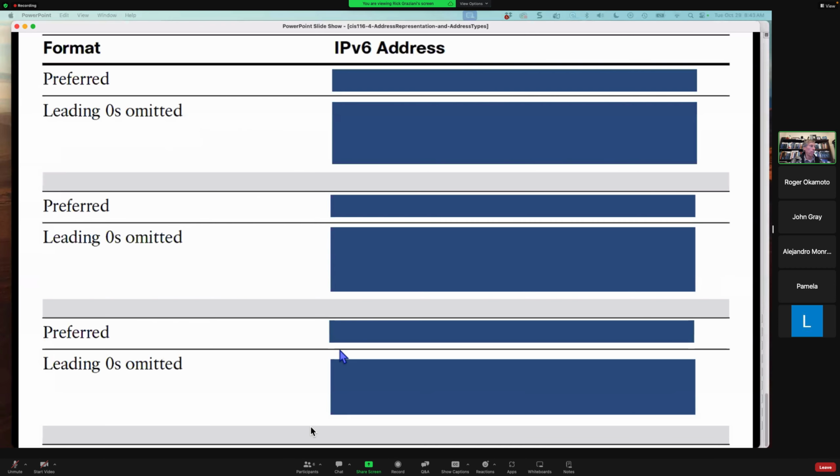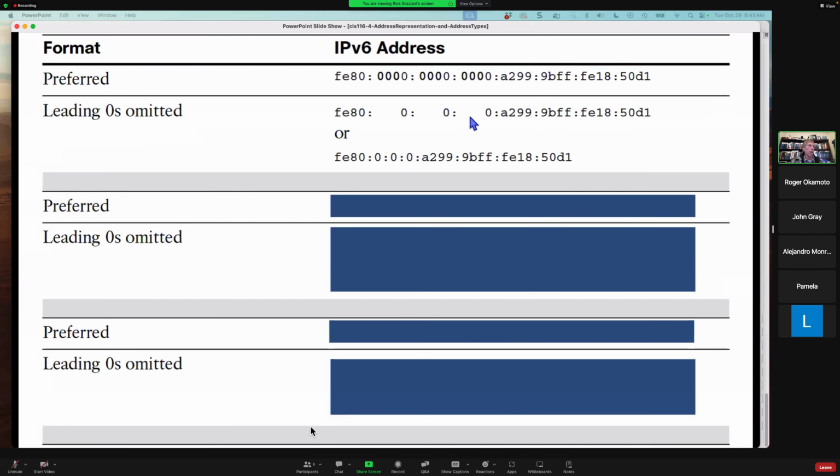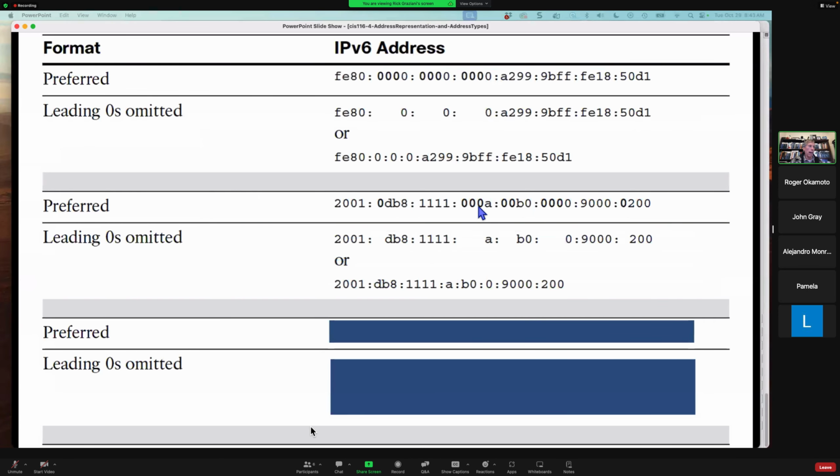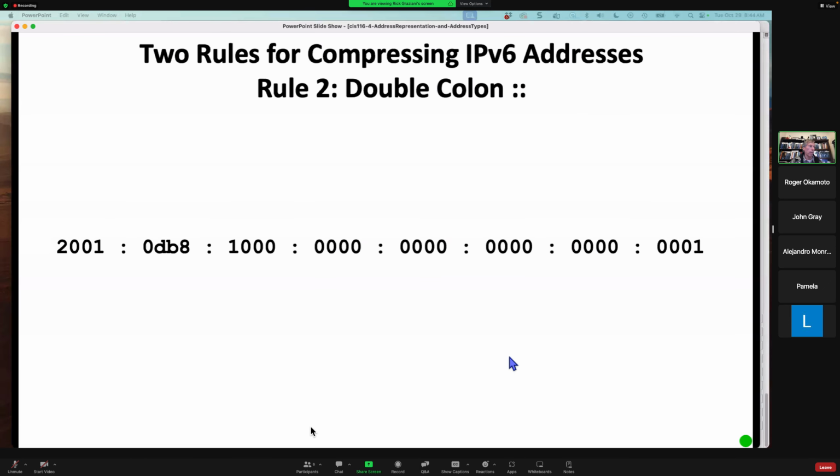All right, this is just from the book, just showing you some examples. Don't worry about these addresses. Don't worry about what FE80 is. Don't worry about any of that right now. Just take a look that you can remove the leading zeros. We're going to reduce this further, by the way, in a moment. Again, removing any leading zeros. These are just some examples. Some more right here. Okay, let's look at rule number 2.